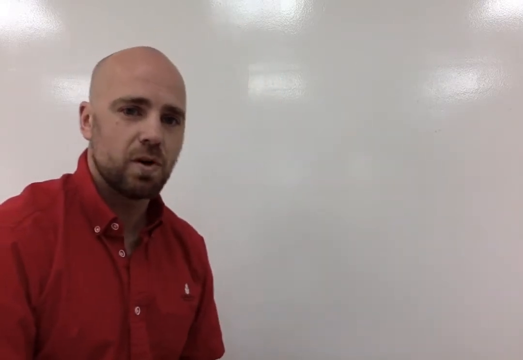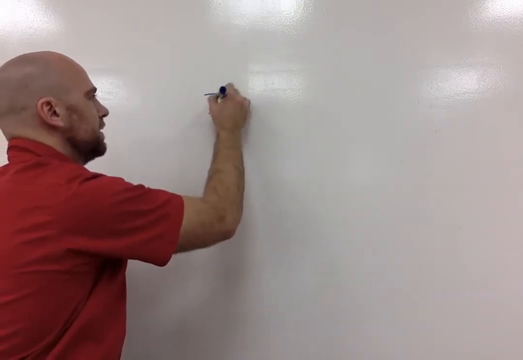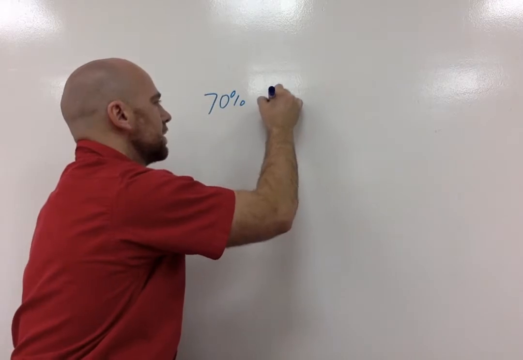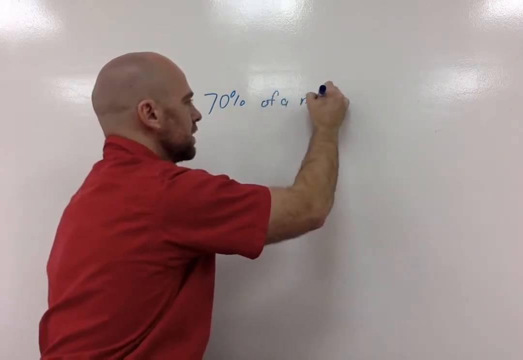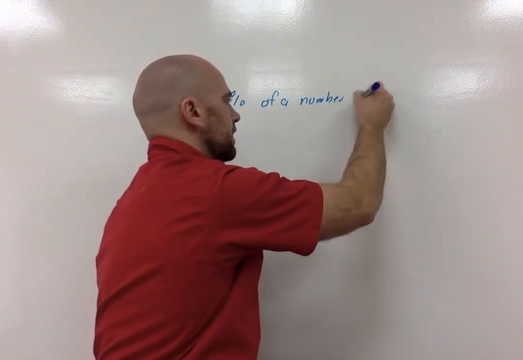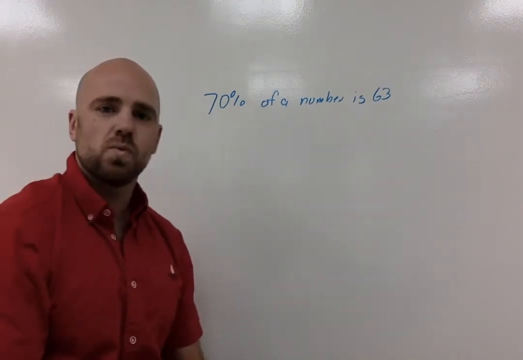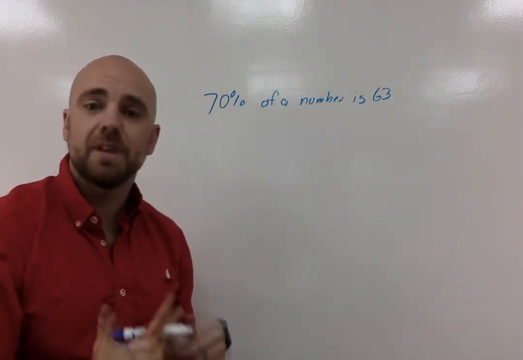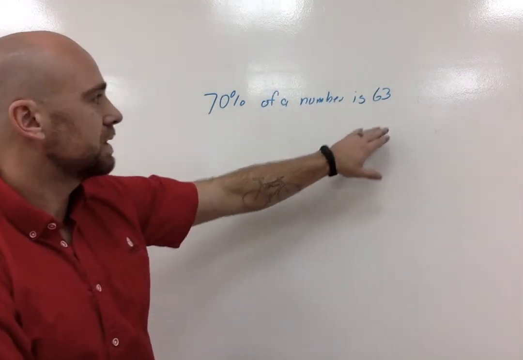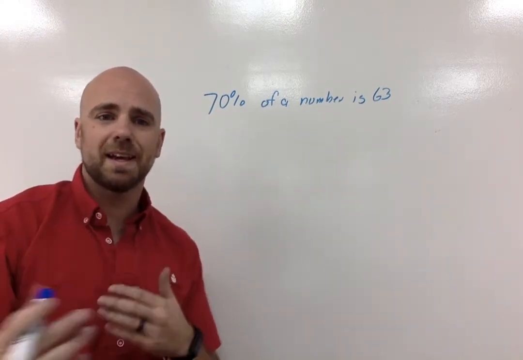Okay? So if we have an example, a question that says something like this: we need to find 70% of a number is 63. So what it's actually asking is, what is the number? 70% of a number is 63. What is the number? That means if I go 63 divided by whatever, my answer is going to be 70. So I'm going to try to make a connection.